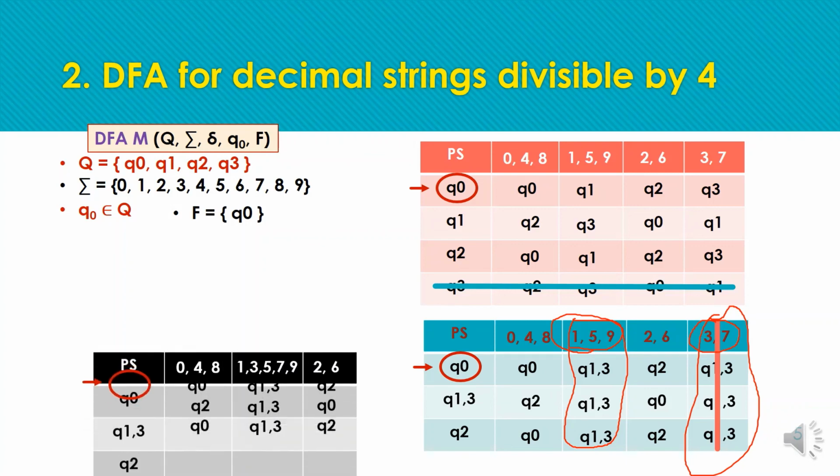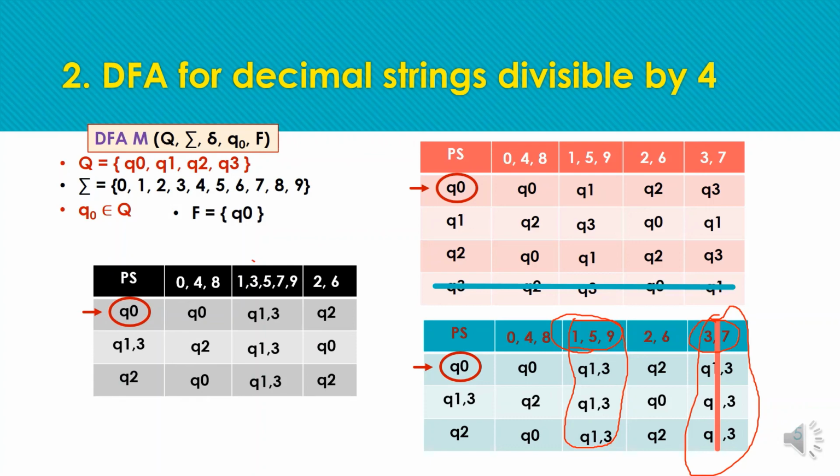But for this we need to merge the inputs, as we have merged the inputs into one set, as these two input sets are doing the same job. So we can merge these sets and represent them with one column only. So now this is our final transition table for decimal strings divisible by 4.